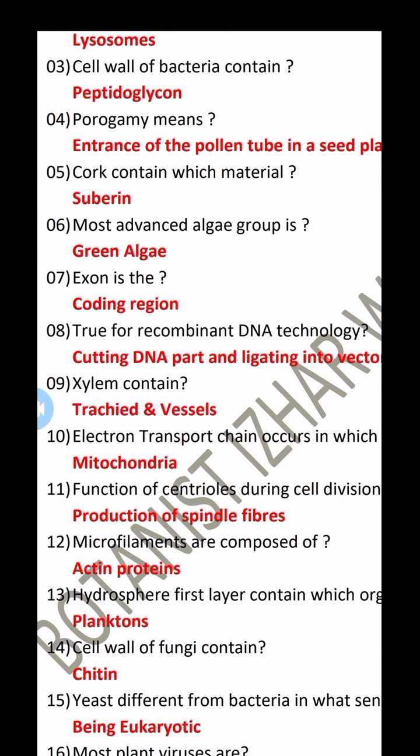Cells of tracheids and vessels die at maturity. They have lignified walls. They are present in primary as well as secondary xylem.